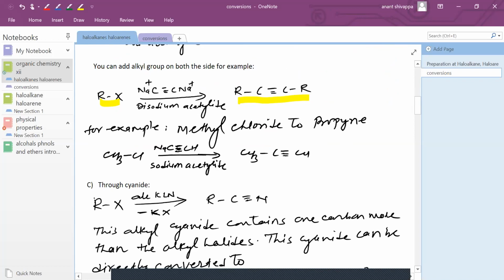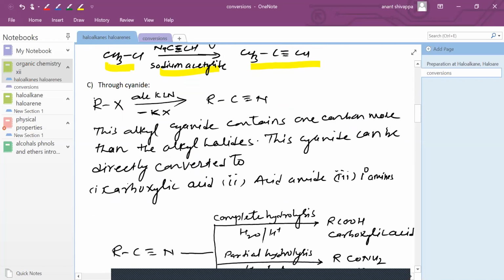One example is given, methyl chloride to propyne. Suppose this is your question, how will you convert methyl chloride to propyne? It means one carbon is converted into 3 carbon, and that product is unsaturated. So definitely it will be through acetylide, sodium acetylide. So this is methyl chloride and this is sodium acetylide. So it will give propyne.